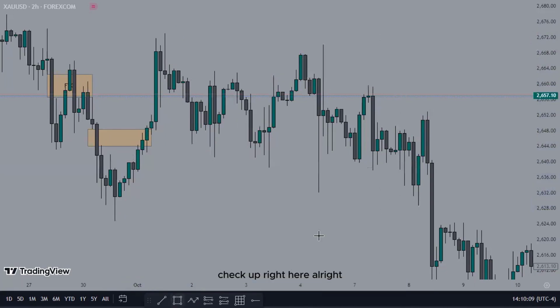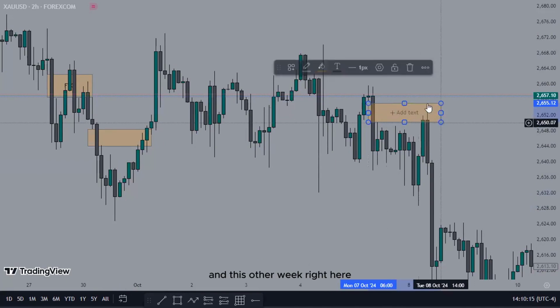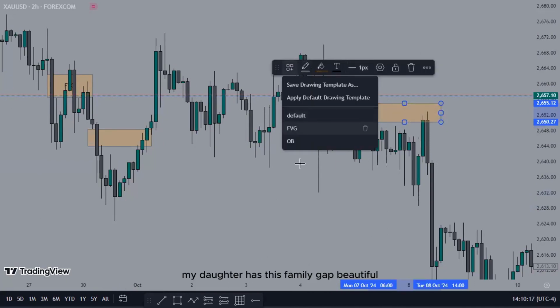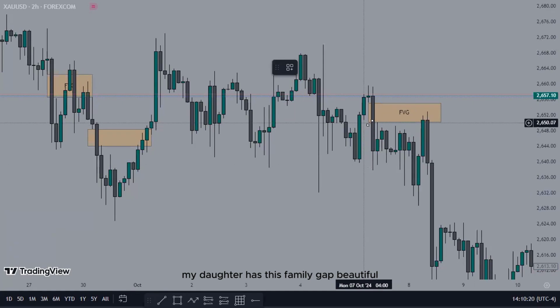There's a gap right here. All right, let me delete that. So this is the gap. We have a wick, a candle there, and this other wick right here that did not touch each other. If I draw that out, let's label this fair value gap. Beautiful. You can see the fair value gap and you can see the nice touch right there.